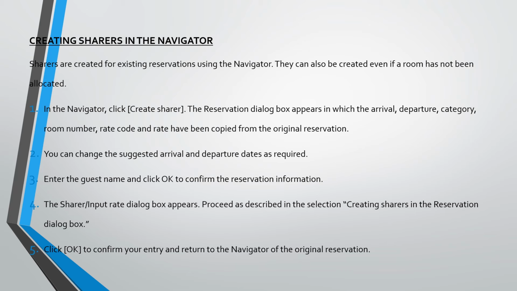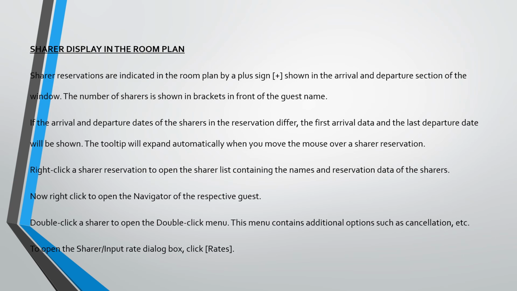Enter the guest name and click OK to confirm the reservation information. The sharer input rate dialog box appears. Proceed as described in the section on creating the sharer in the reservation dialog box. Click OK to confirm your entry and return to the navigator of the original reservation.